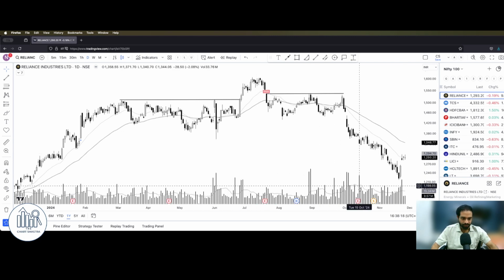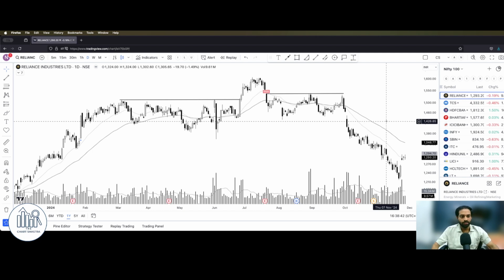And the spikes here you can see are the volumes. As of today, Reliance has traded 9.57 million shares, whereas this line you have seen here is the average volume over the last 10 days. It means that Reliance has traded with much lesser volume yesterday and today compared to the average of the last 10 days' volume of 15.34 million shares.